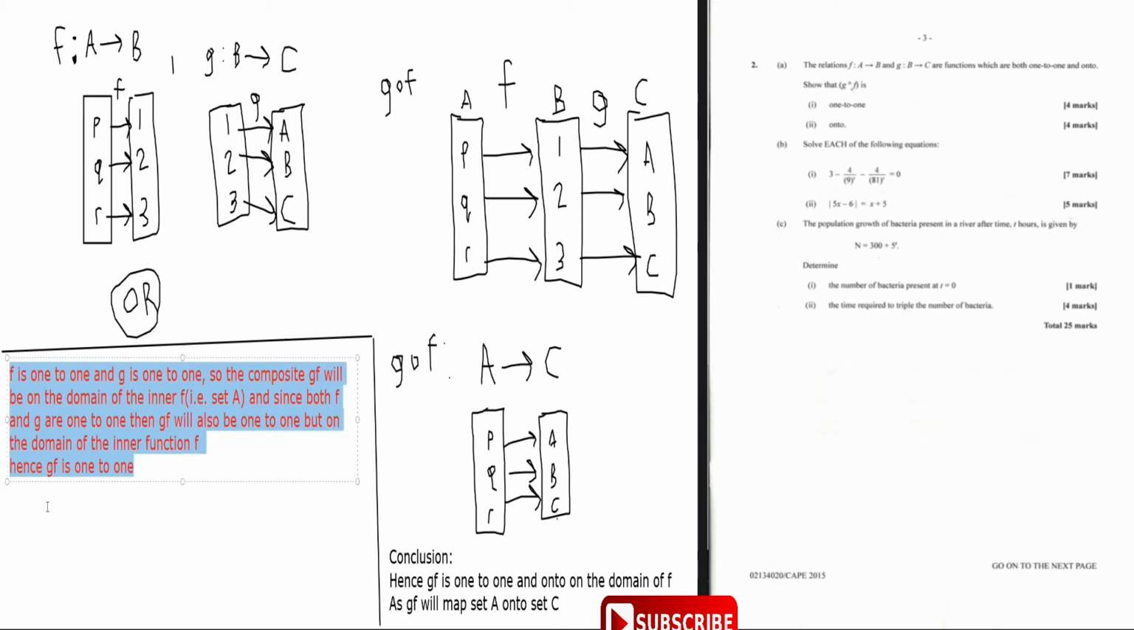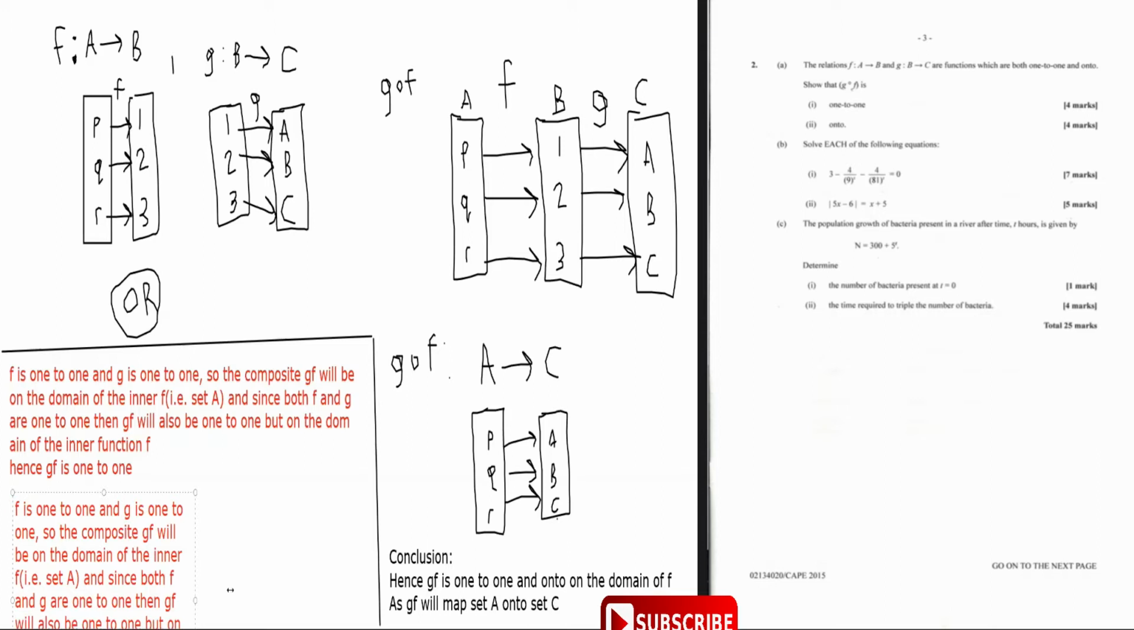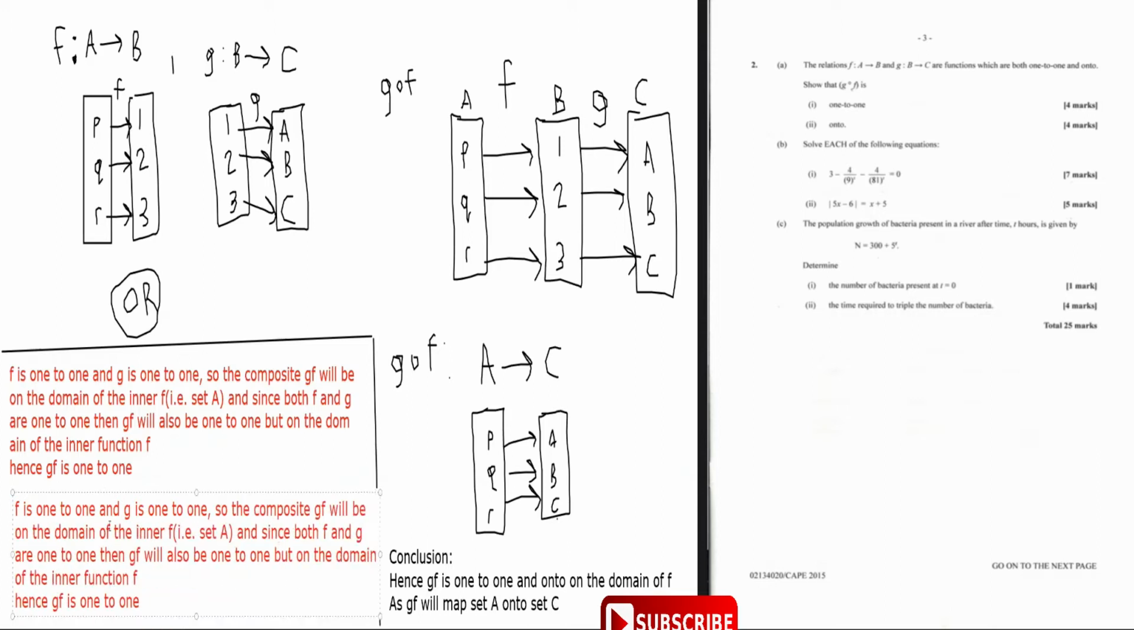All right, so you can go ahead pretty much and tell them the same for onto. You can tell them that f is onto, so f is surjective, and g is surjective. Right? And so the composite function g of f will be on the domain of the inner function f, that is set A. And since both f and g are surjective, because remember that's what onto means, surjective, then g of f will also be surjective.